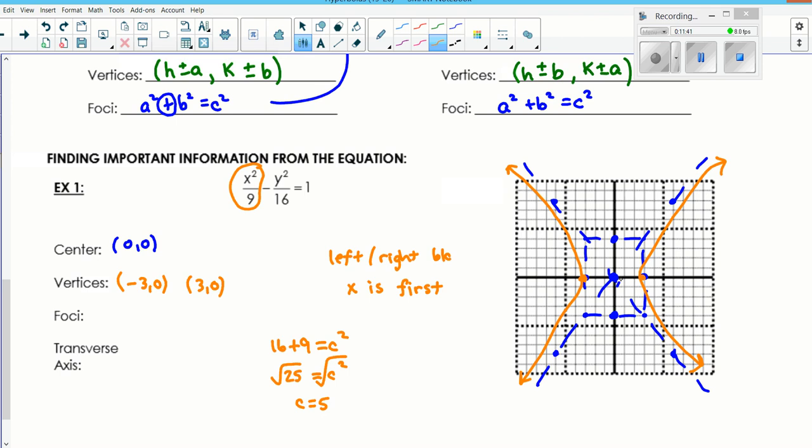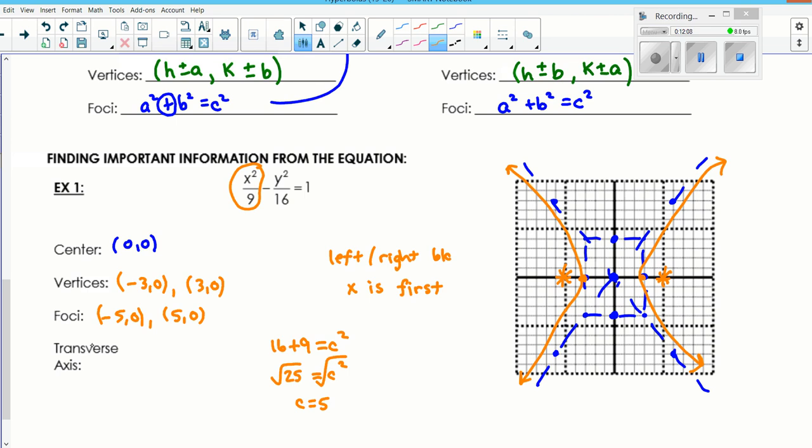Okay, that means that when I go from the center, not from the vertice, but from the center, I would go left and right 5, because remember, it's got to be over here and over here. It's got to be inside the parabola. So 5 would be here, and I'm just going to put a star, and then 5 would be here, and put a star. That's my foci. So the coordinates for my foci would be at -5, 0, and 5, 0.